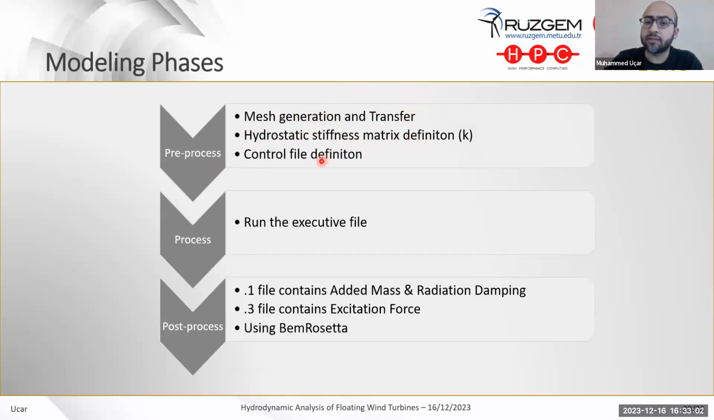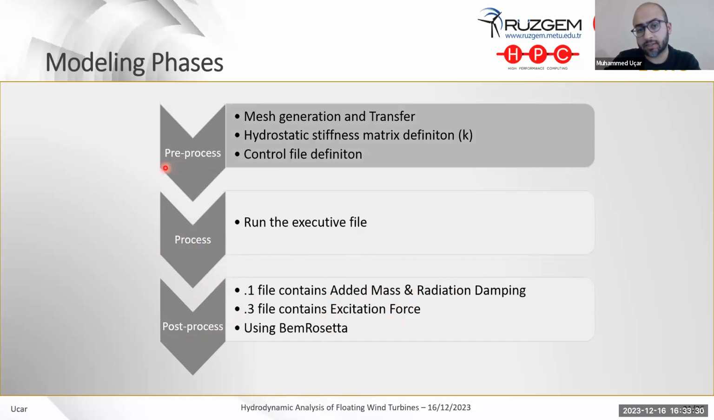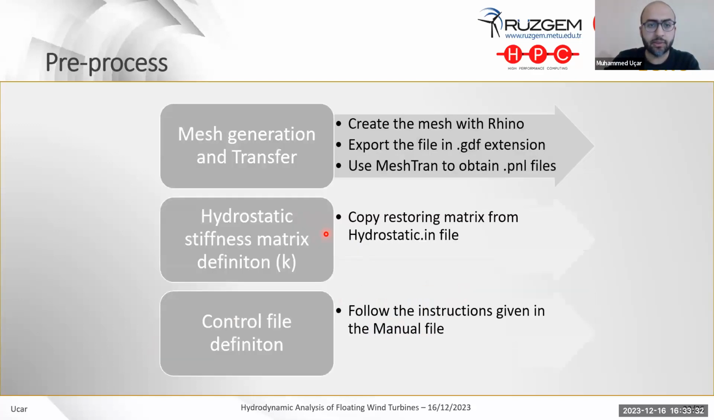And then we define the environmental condition in the control file. Then we run the executable file, HAMS. The process is done by HAMS, and then we have the post-processes. We have some files, and while having these files, we are comparing the results. So regarding pre-process, let's dive into that.